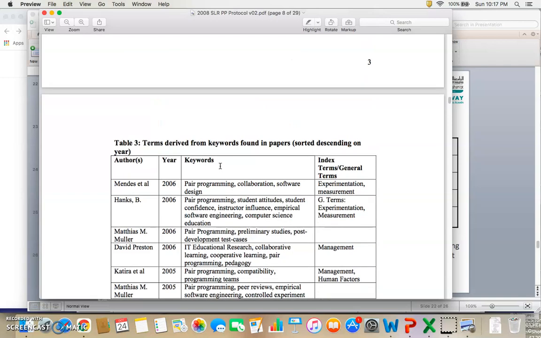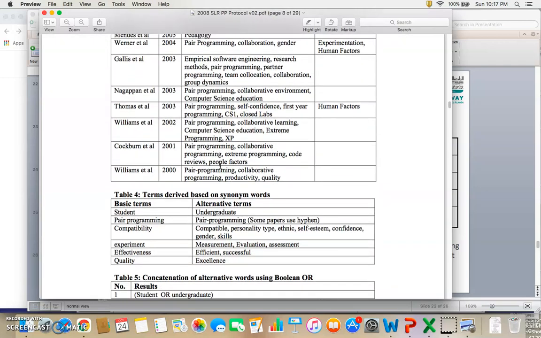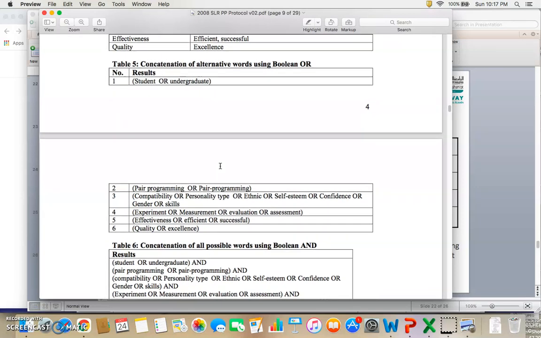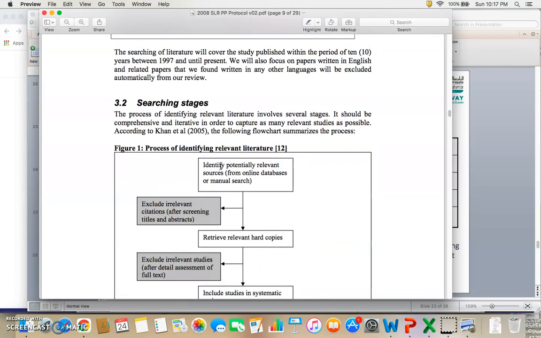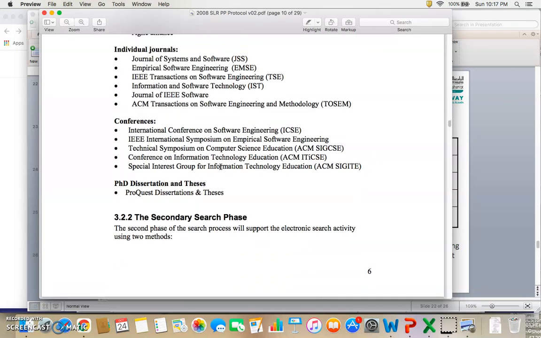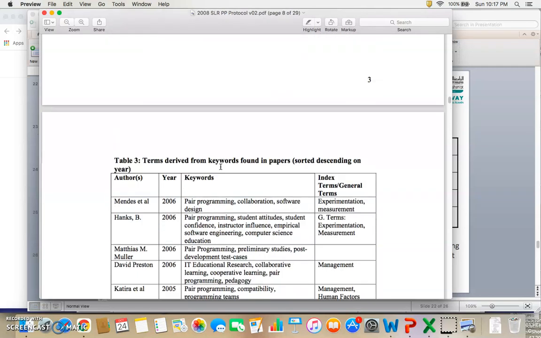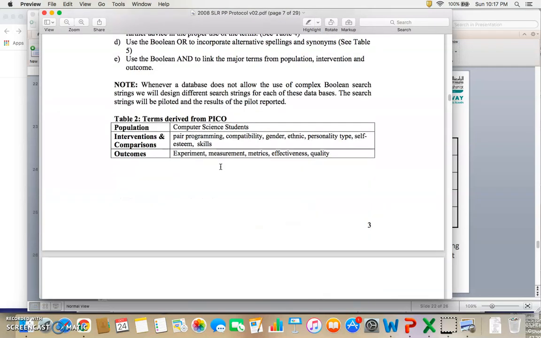Bear in mind that we will never be able to come up with a complete set of protocol, because we don't know what the synthesis is going to look like. But at least we have some ideas in terms of where we want to search for the studies. Okay, let me continue.